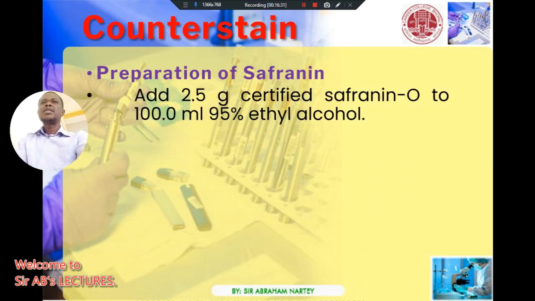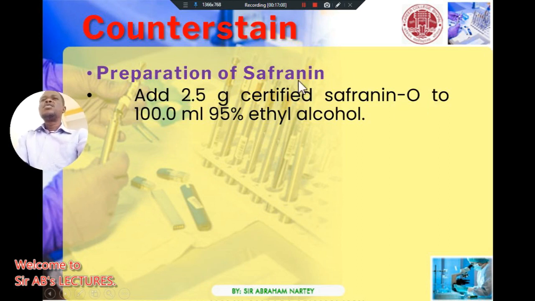The next one, counter stain, you take 2.5 gram certified safranin O. The moment we say gram, you should know that safranin O can be in solution or it can be in crystal or solid form. But you measure 2.5 gram. If it is in solution, you put the beaker on the sensitive balance and you measure 2.5 gram. If it is in powder form, you also take 2.5 gram.